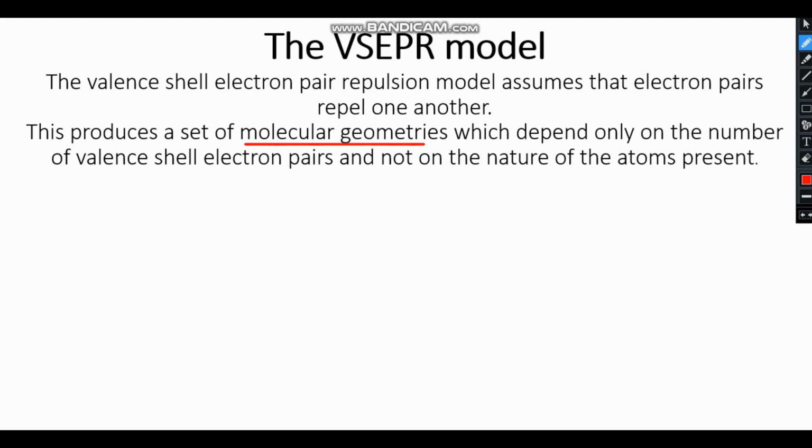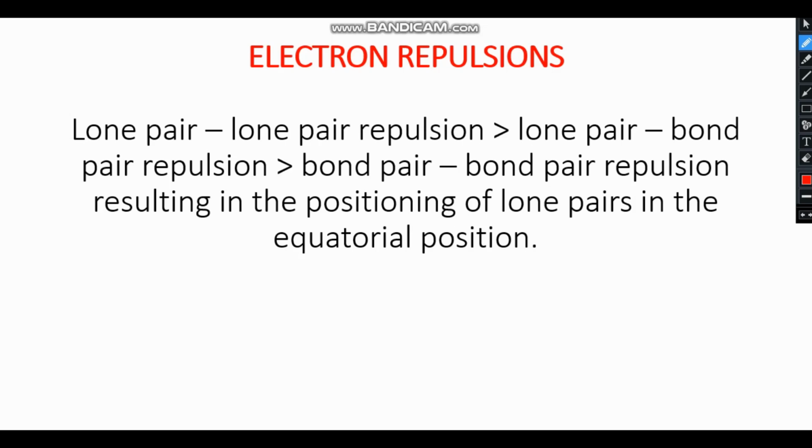First of all, let's discuss what these repulsions are all about. Under this model, the three types of electron repulsions are: the first one, the lone pair to lone pair repulsion, the lone pair to bonded pair repulsion, and the bonded pair to bonded pair repulsion. So all these repulsions result in different influence when it comes to the geometry of the molecules.